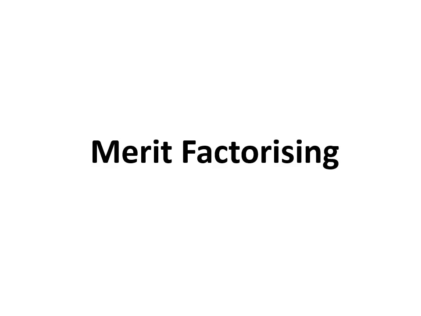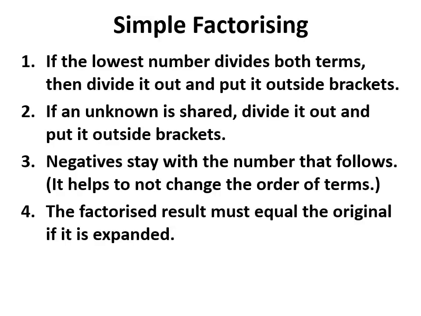So, merit factorizing, but before we look at that, let's revise simple factorizing. In simple factorizing, if the lowest number of two terms is in common, then we divide it outside the brackets. If an unknown is shared, then we put that outside the brackets. Negatives stay in the position they started, and the factorized result is the opposite of expansion, because factorizing and expanding are opposite. So now on to complicated ones.